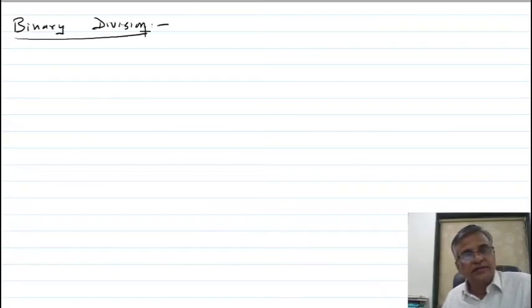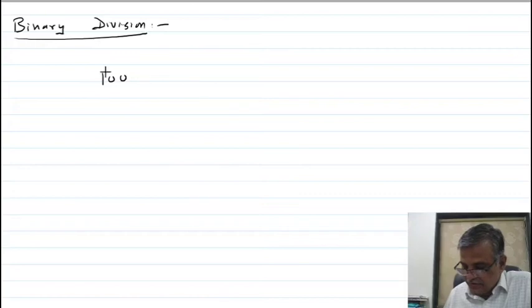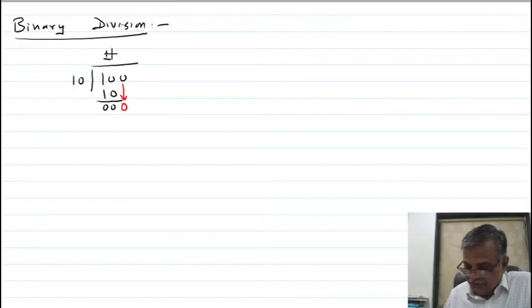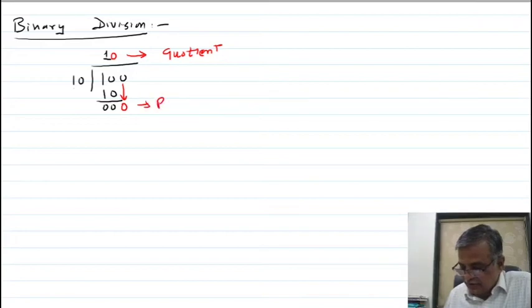The binary division is similar to the decimal division. Let us see it with a simple division. This is 100 divided by 10, means this is 100 divided by this. So you can write this is 10. Now you take it down, so I will write here 0. So this is your quotient, and this is your remainder.